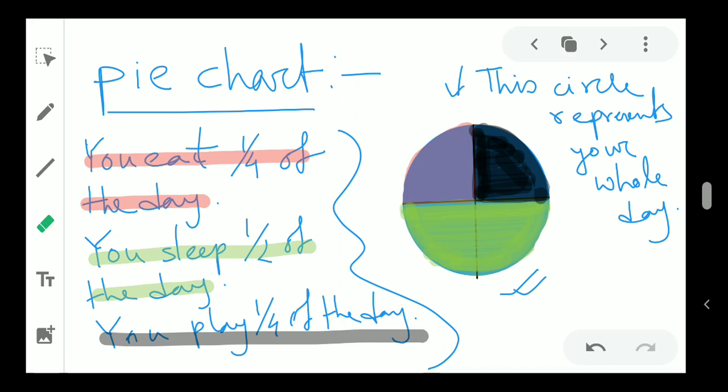Let's say 1/6 is given somewhere, that means you have to make 6 pieces. If it is written 1/8, you have to make 8 pieces. So you have to see accordingly. If it was given that 1/8 of the day I have eaten, I would make 8 pieces, then take 1 piece out of 8 pieces and color it. You can choose any color of your choice. Okay, so this much was the class actually.